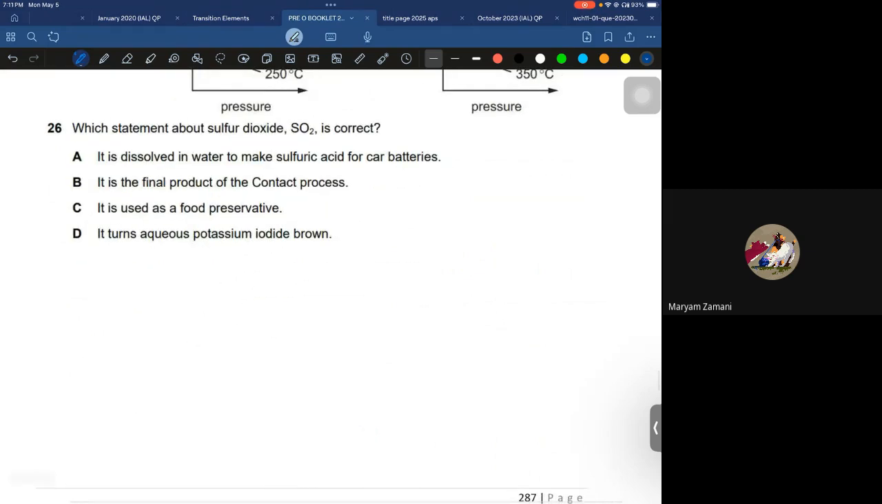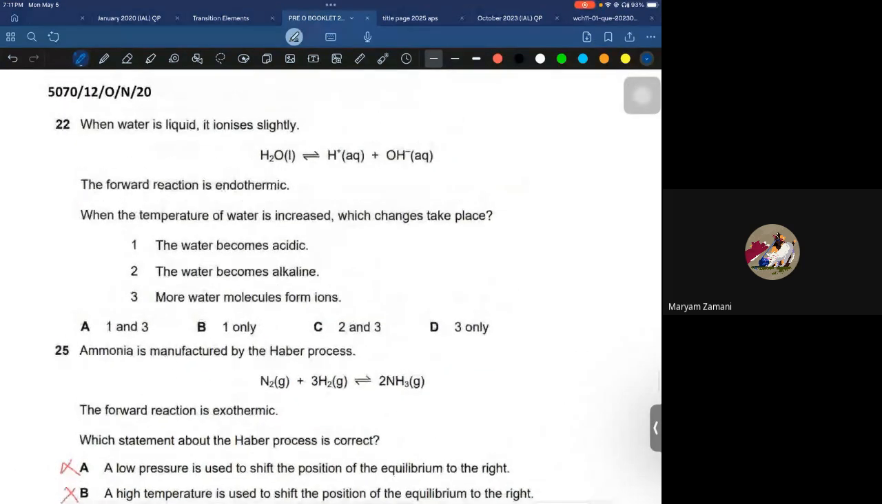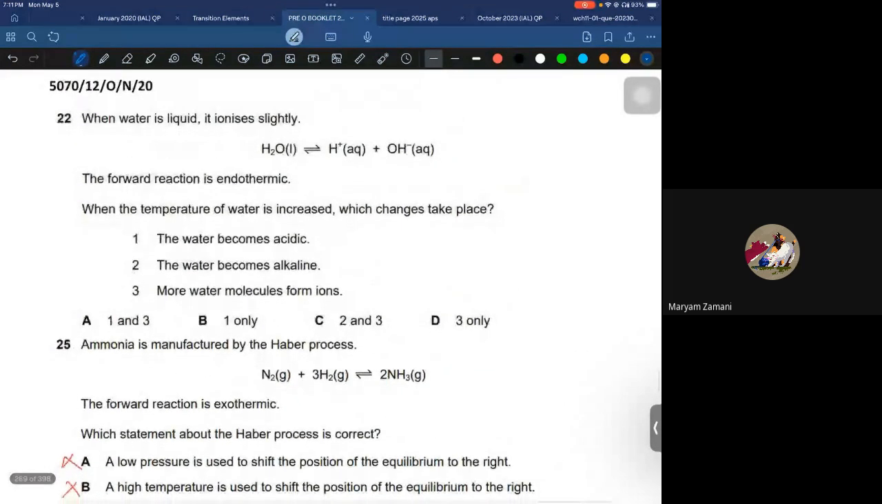Which statement about sulfur dioxide is correct? When water is liquid, it ionizes slightly. The forward reaction is endothermic. When the temperature of water is increased, which changes take place, since the reaction is endothermic?